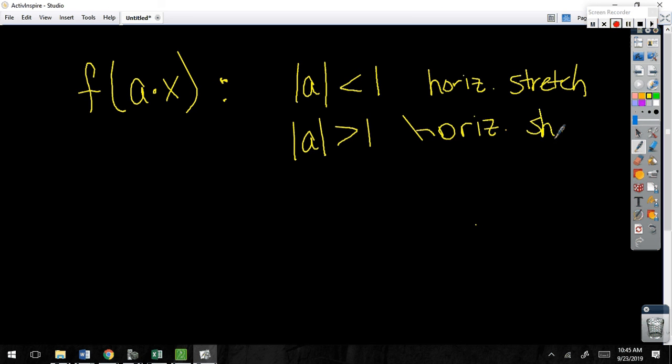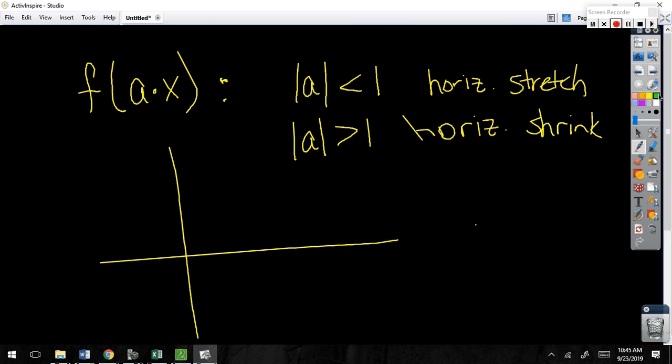And the nice thing about this is it does what you think, at least. The other one makes sense in words, but graphically it's the opposite of what you think. This one, if I'm using my same parent graph, a horizontal stretch is making it wider, right? If you stretched out the horizontal axis, it's making that graph get wider.